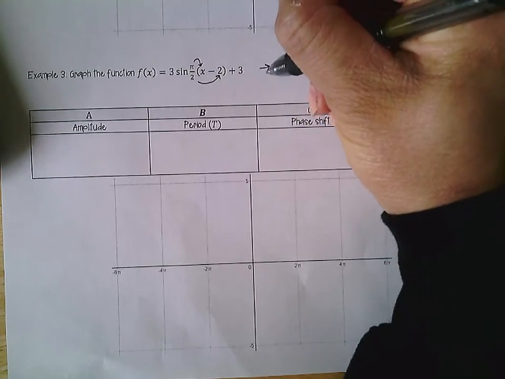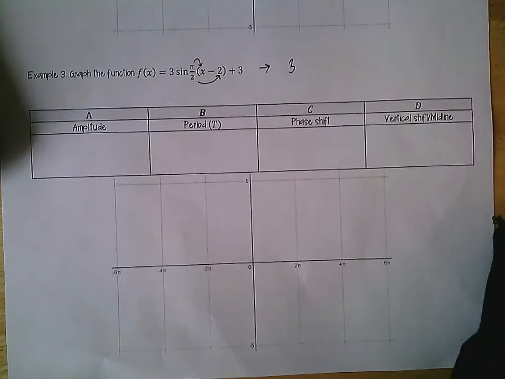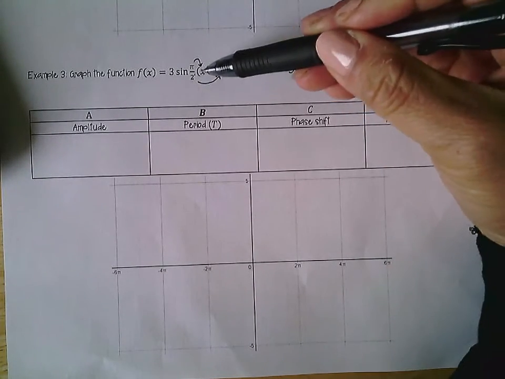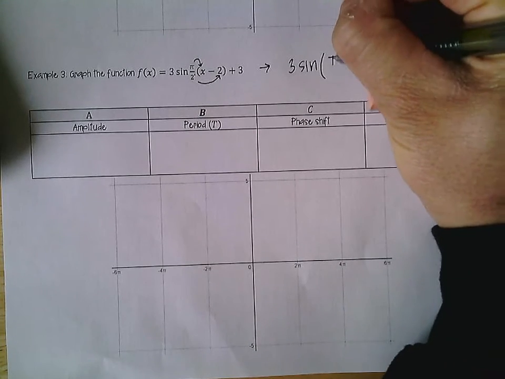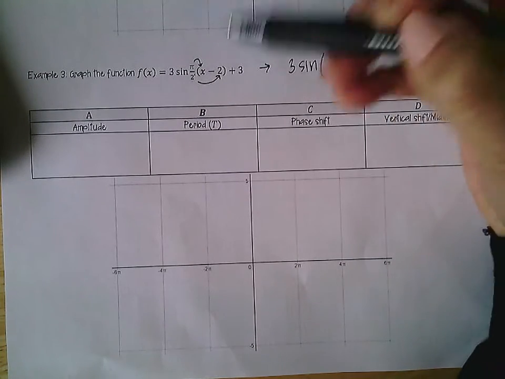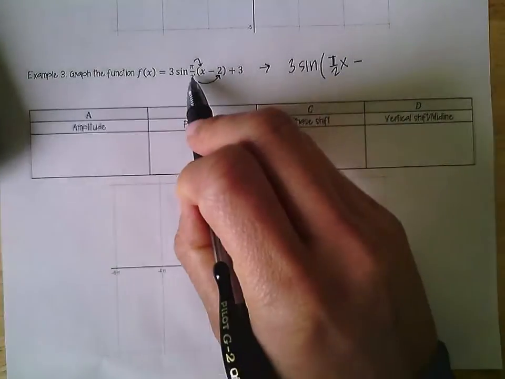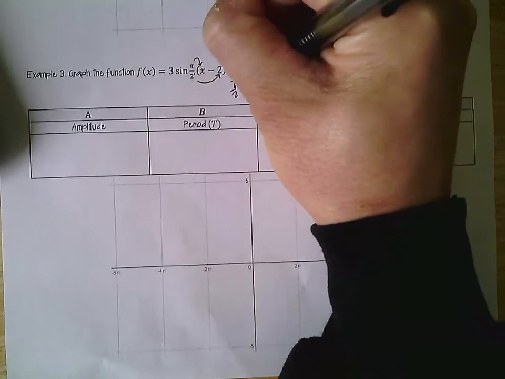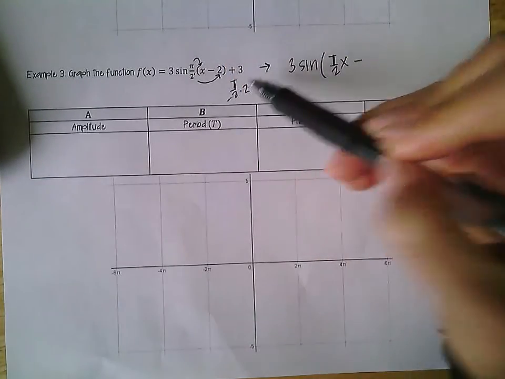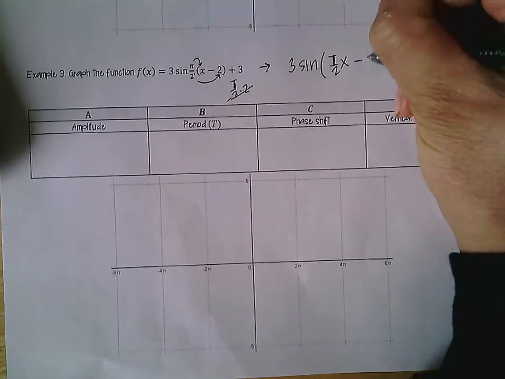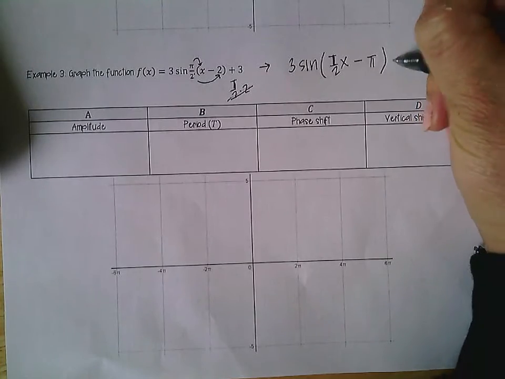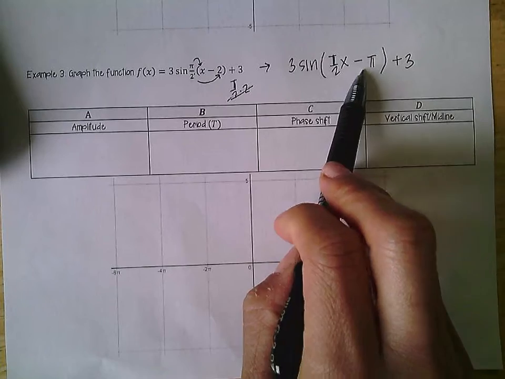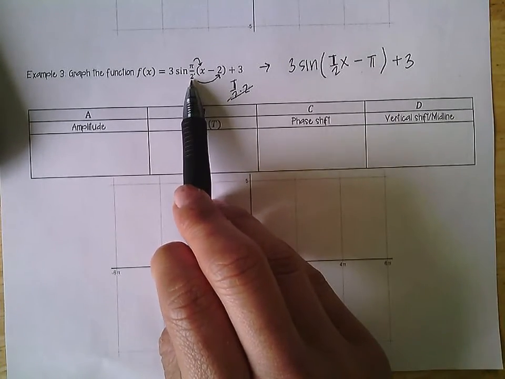So I'm just going to go ahead and rewrite this. That 3 stays the same. Sine, in parentheses, pi over 2 times x is just pi over 2x, minus pi over 2 times 2. Let me do the work over here. Those 2's just cancel out, so I'm just left with pi, plus 3. So this function is the same thing as that one. All I did was distribute that pi over 2.